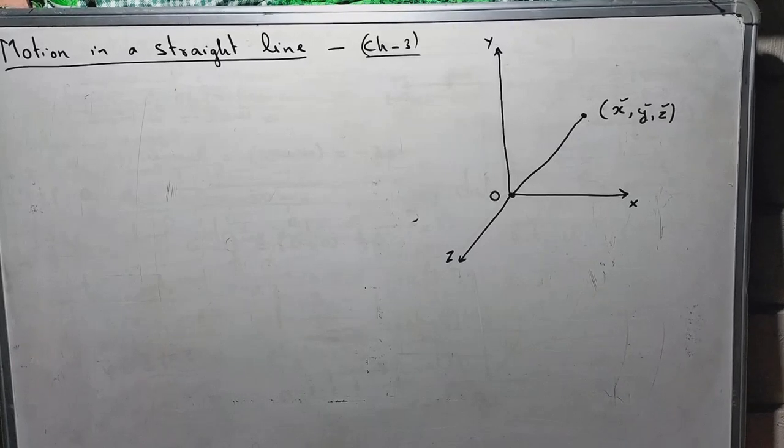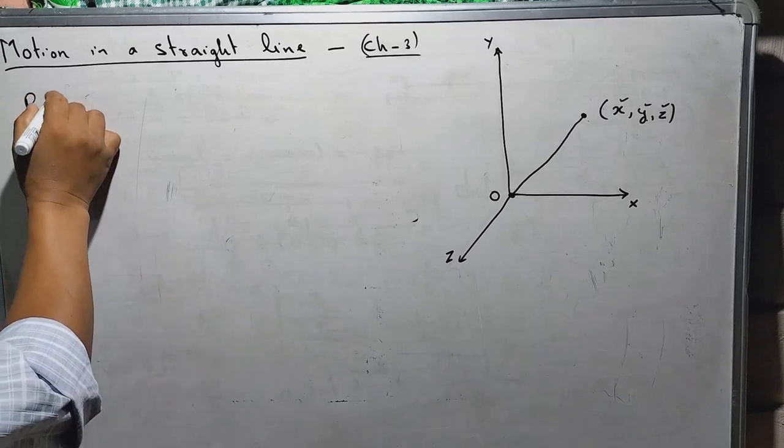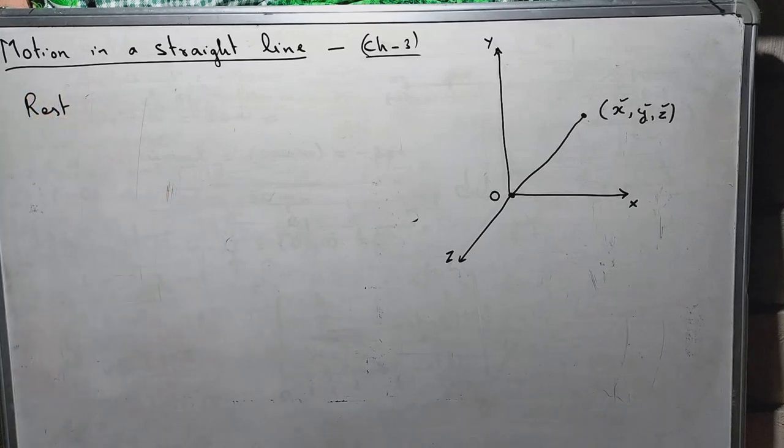Okay, this is chapter 3 from your book, and the name of the chapter is Motion in a Straight Line. In class 9, you have learned about rest and motion. A body is said to be at rest if its position does not change with time. For example, a book lying on a table is in a state of rest.